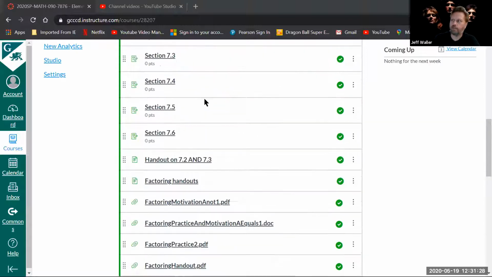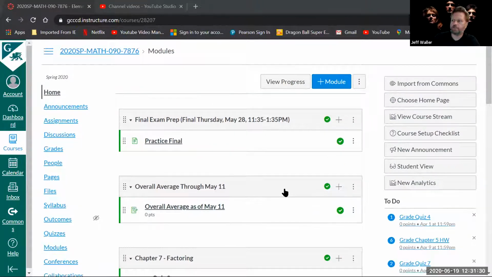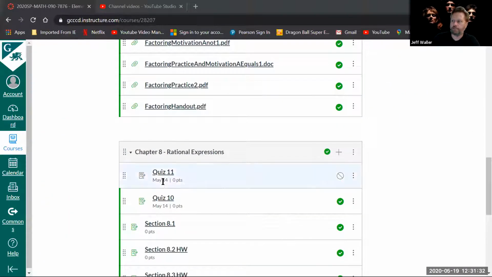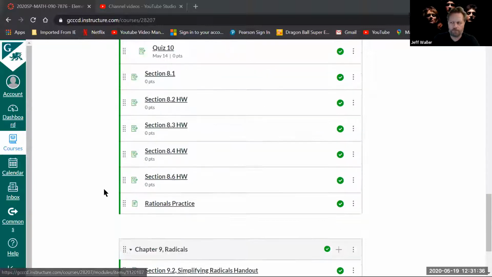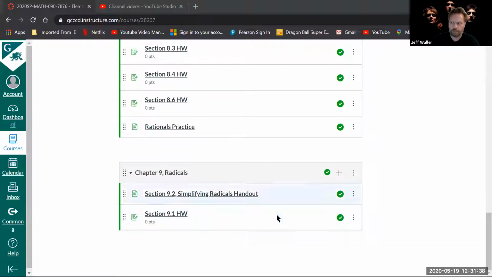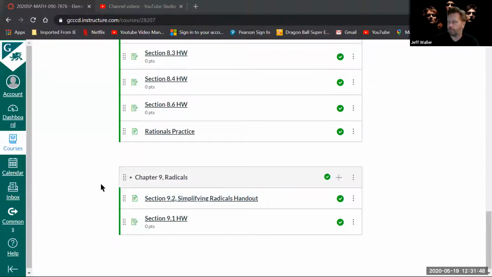When you log in, it should look like this. You just scroll down to chapter 8, because that's what it's on. Quiz 11 is going to be right there. It isn't there yet, but it will be. And there's, of course, chapter 9 stuff. I have to add some more homework in there. We're going to look at this sheet today. I put it up in Canvas, I think yesterday.